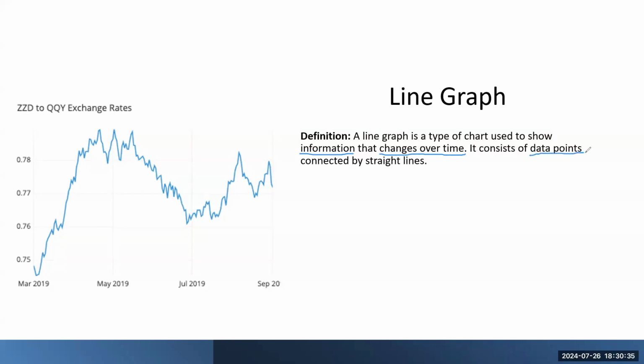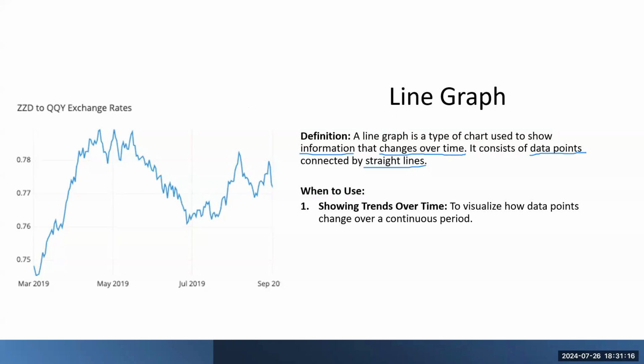It consists of data points connected by straight lines. Okay, so right off here, immediately you see that the question being asked involves some time lapse, okay? Then you may consider a line graph. You're looking at changes over time. It could be months, it could be minutes, it could be hours. Okay, it could be sections like quarterly, annually, semi-annual. It does involve time. Okay, so let's look at when to use this.